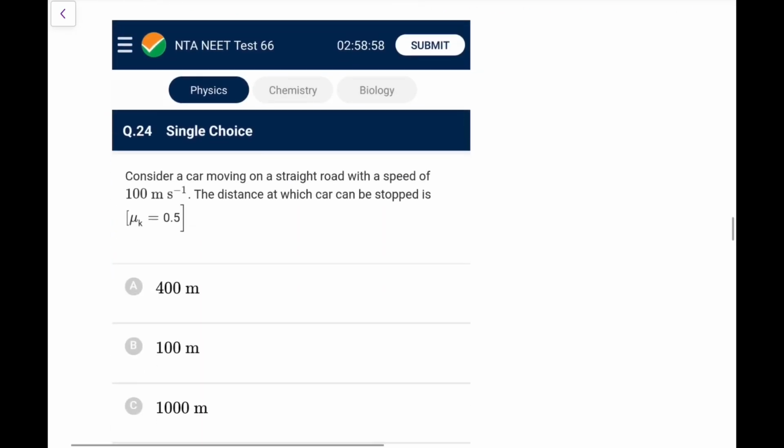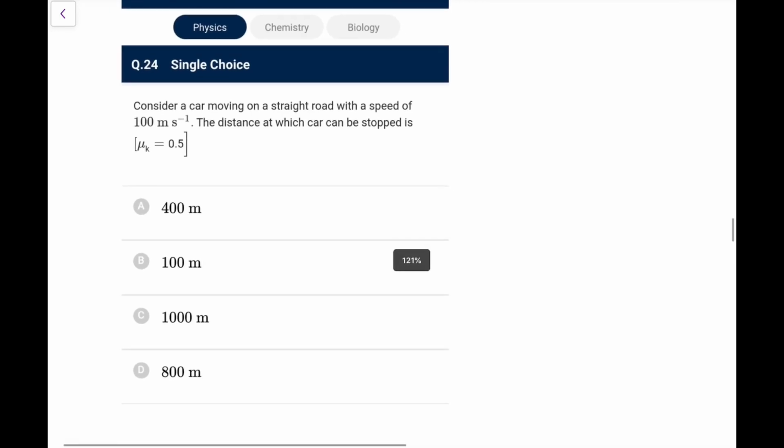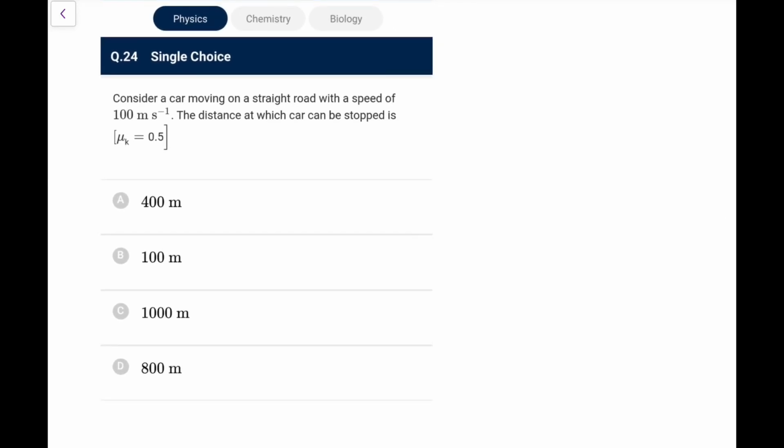Next. Consider a car going on a straight road with a speed of 100, the distance at which car can be stopped. So because of the friction, you can say the maximum retardation that can be generated would be mu g.